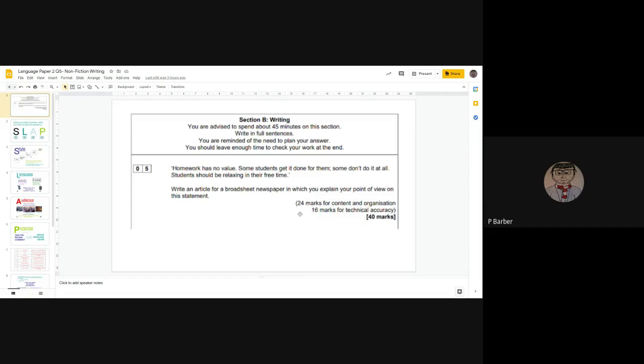So ultimately, we're awarded 24 marks for how good your writing is, like looking at what sort of arguments you make, how you can write for the particular purpose that you've been given, and 16 marks is for how accurate that writing is. Does it actually follow the standard English rules, making sure that you've checked your work at the end and made sure that you've not made any silly mistakes.